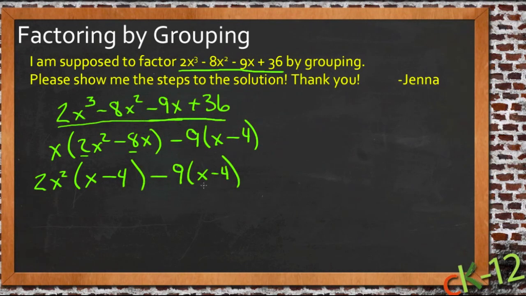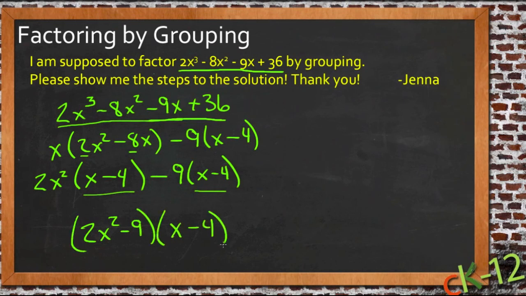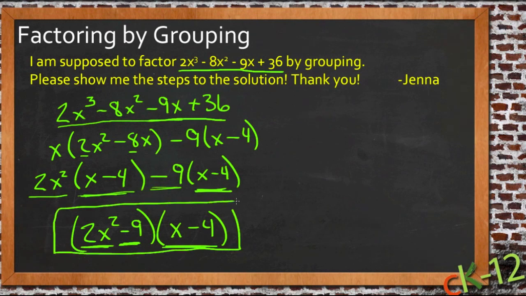We can sort of combine these together. We have x minus 4 here and x minus 4 here. So we could actually write this as 2x squared minus 9 times x minus 4. Because you can read this as 2x squared of these and negative 9 of these. So that means we have 2x squared and negative 9 of these. So it's just kind of a different way to say the same information, but it's a little more concise. So my guess is that's probably what your teacher was looking for there, Jenna.